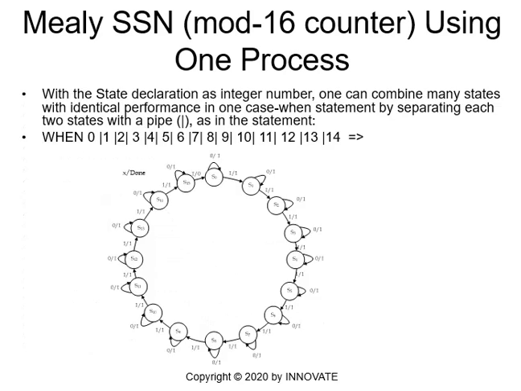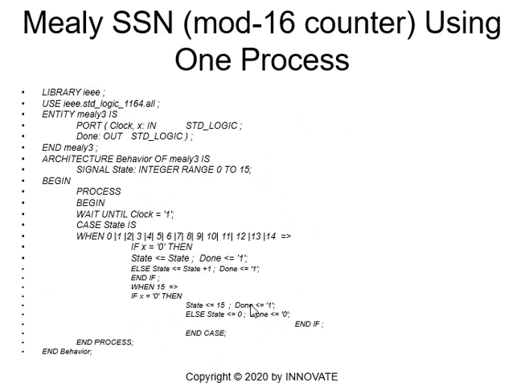So the last done, which is 1/0, is the only difference here. Done will be 0 if I'm going to state 0. Done will be 0 when x is 1. Else 0 will be assigned to state and 0 will be assigned to done.